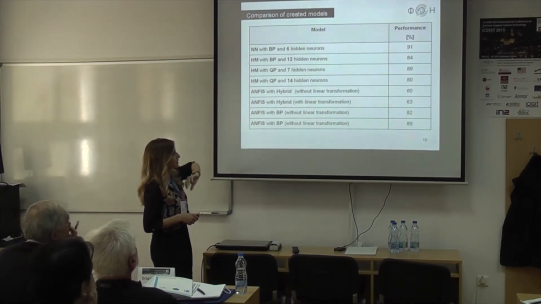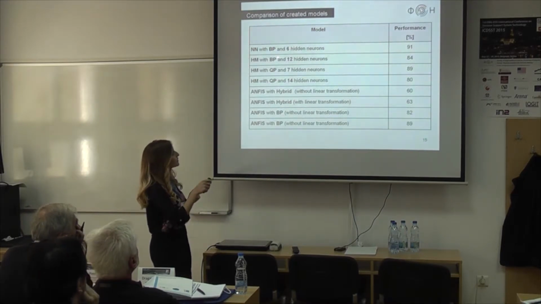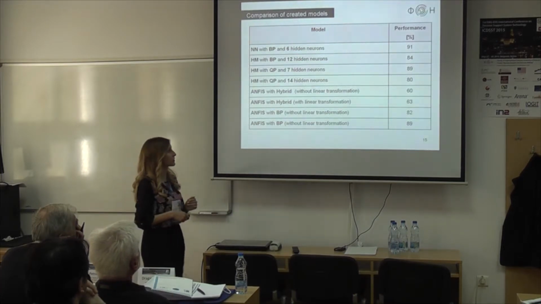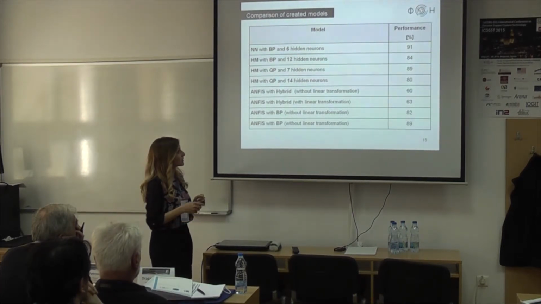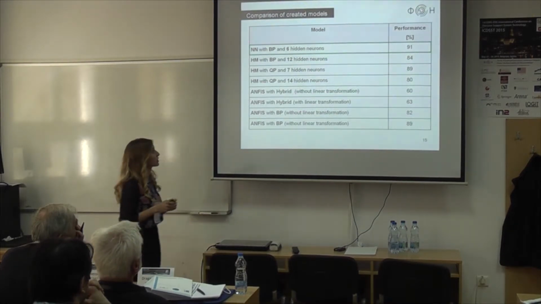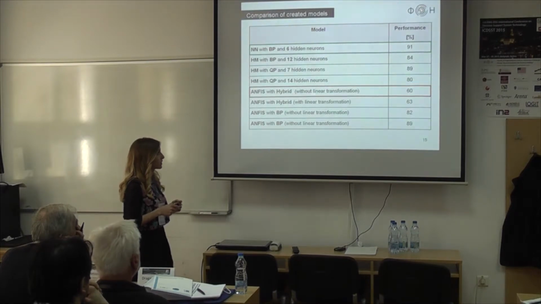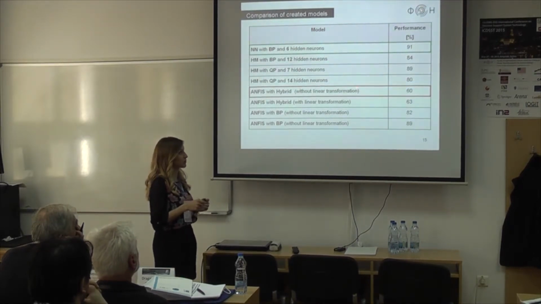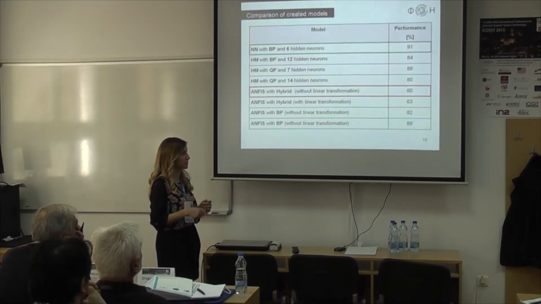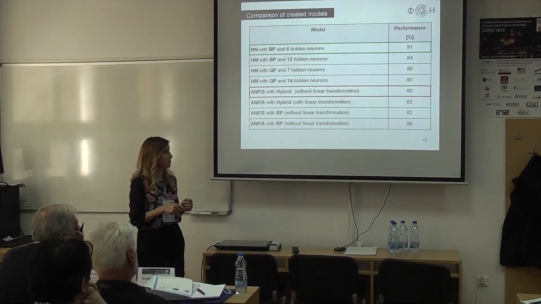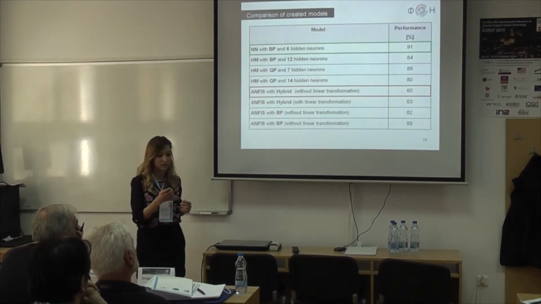These are the best and the worst results, because we had networks with 8, 9, and 10 different hidden neurons. The best result was with the neural network with backpropagation and with 6 hidden neurons. And the worst result was with AMPHIS and the hybrid method without transformation of results. So this model was successful in only 60% of the cases.